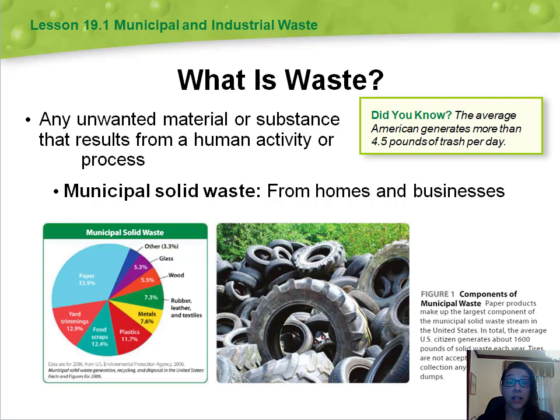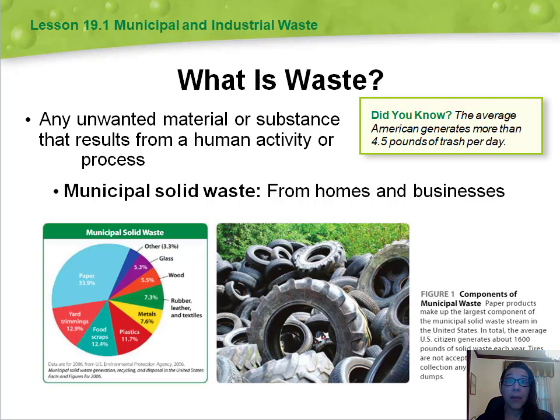So let's define waste. For the purpose of this chapter, waste is the unwanted material or substance that results from human activity or process. Waste pollutes our water, air, and soil. It's ugly to look at, and it's even worse to smell. In order to safeguard public health and protect the environment, we need safe and effective waste management. In this lesson, we're going to learn about where our waste comes from and then where it ends up.